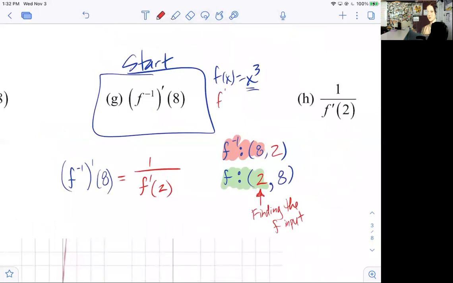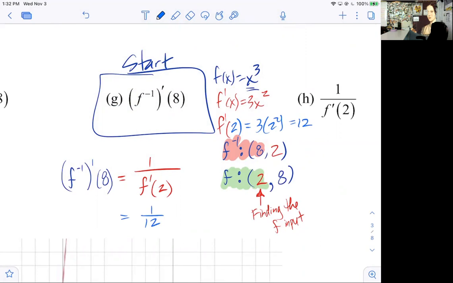All right, now we have a plan of action. Let's go ahead and find f prime of x. What's f prime of x? It's 3x squared. And now I'm going to plug in what? Do I plug an 8 into f prime? No, because its input is what? 2. I plug in a 2. So now I get 3 times 2 squared, which of course is 12. Therefore, if the slope at the point (2, 8) is 12, then what would be the slope at the corresponding point (8, 2)? 1/12. Okay. That's how we do it.